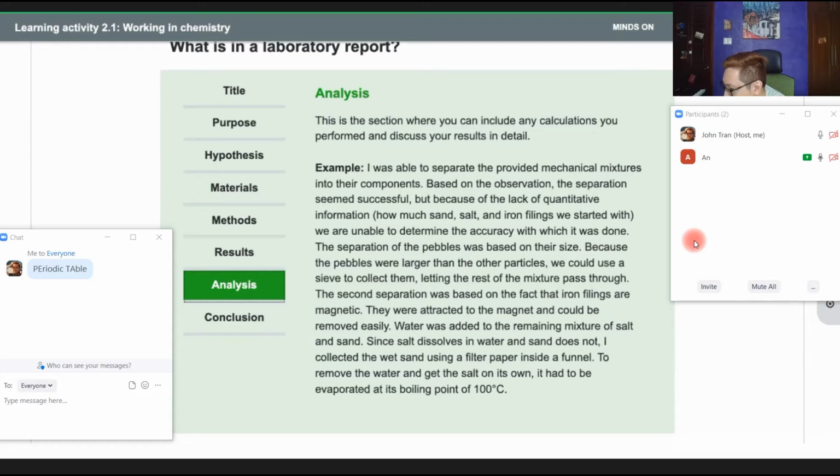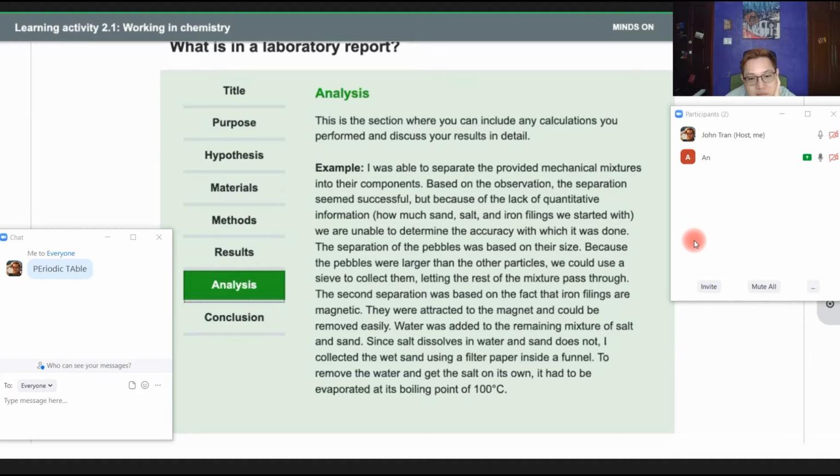The rest of the mixture passed through. The second separation was based on the fact that iron filings are magnetic. They were attracted to magnets and could be removed easily. Water was added to the remaining mixture of salt and sand. Since salt dissolves in water and sand does not, I collected the wet sand using a filter paper inside a funnel to remove the water and get the salt on its own.